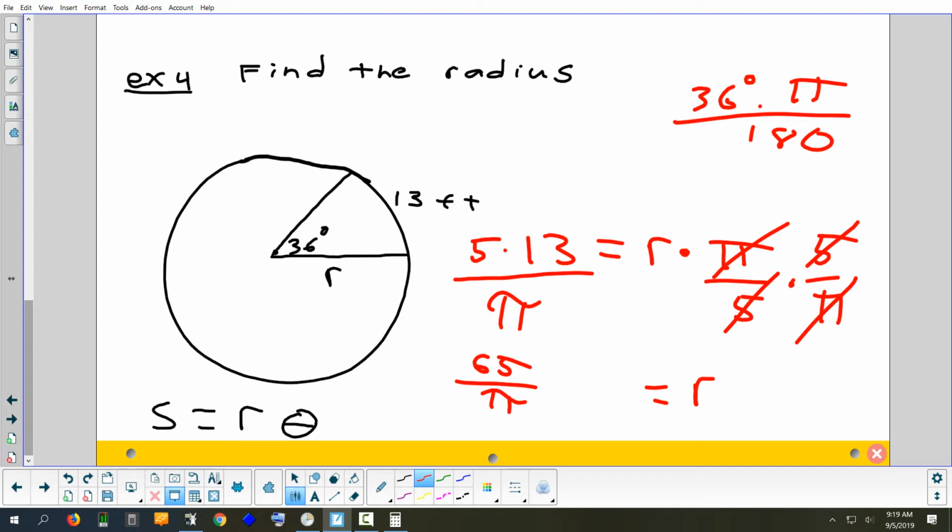Okay. 65 over pi. How about Riley? 65 over pi is my what? The integral theta? Or are you asking, it's the answer to the radius? The radius. Okay? Radius is a length. It's a measurement of how long something is. What are my length units in this problem? Feet. Right? So 65 over pi feet.